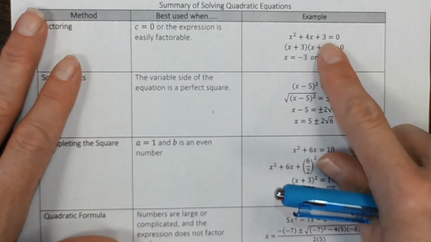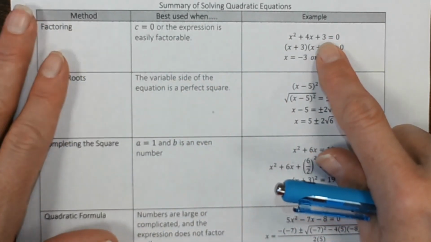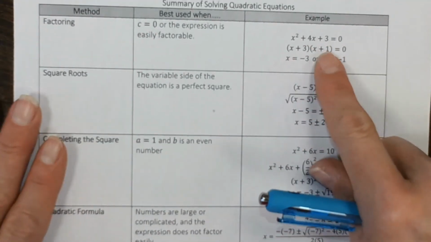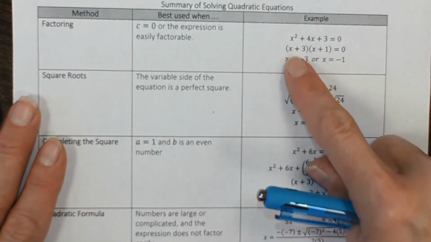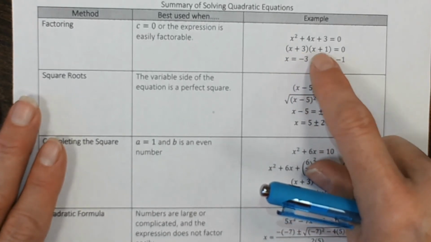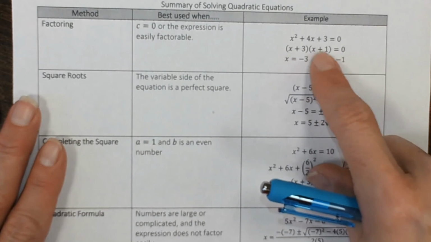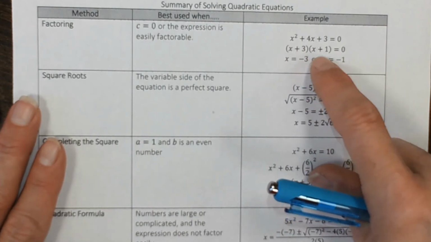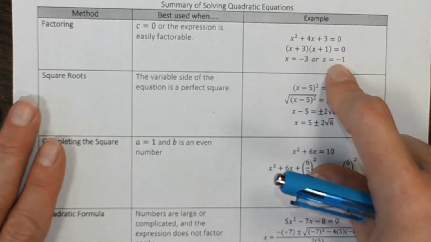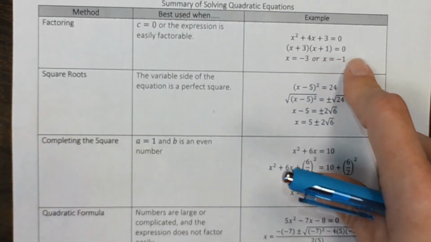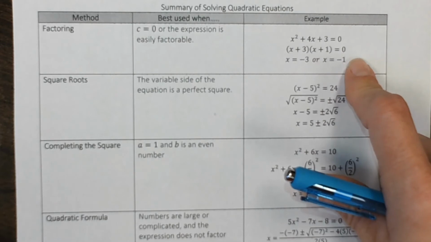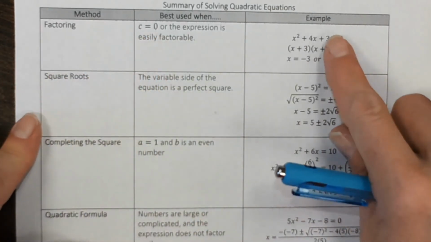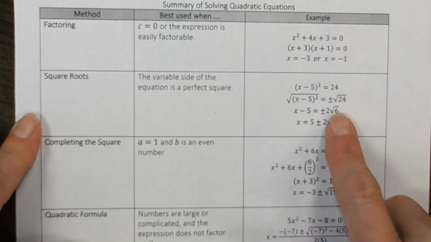If we can think really quickly, what are the numbers that multiply to give me 3 and add to give me 4, then we just put them in our factors. And remember, our roots are the opposite sign of whatever is in our binomial factors. So if we had a plus 3 in the parentheses, our solution is a minus 3. If we have a plus 1, then it's a minus 1. So again, factoring is useful when they're easy to factor trinomials, or when there's no C, so that you can just factor out a GCF.